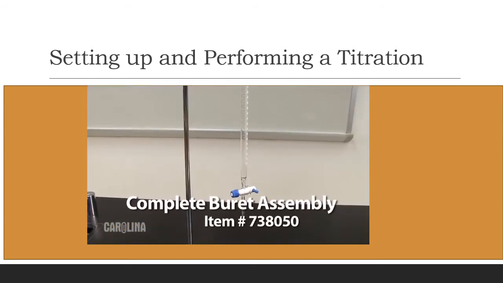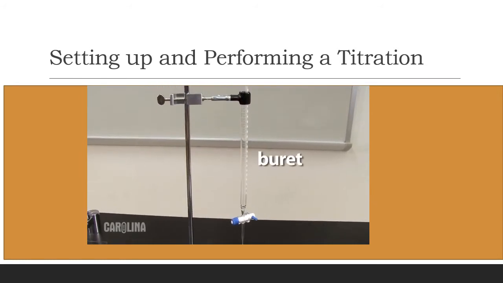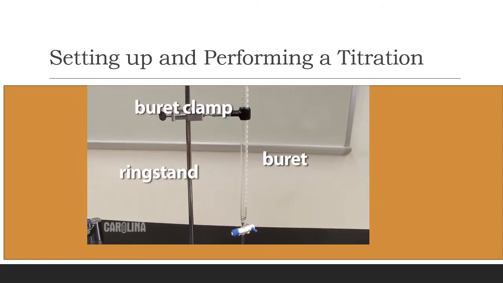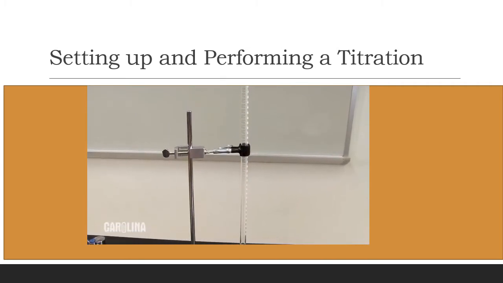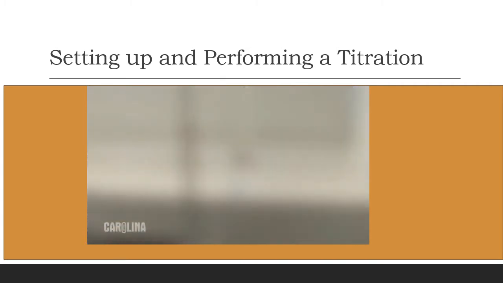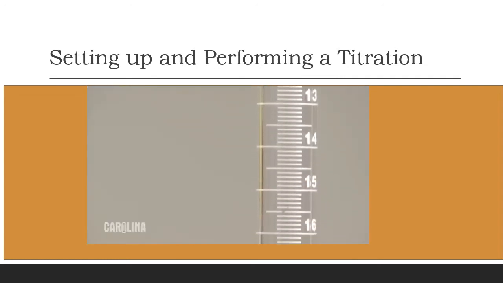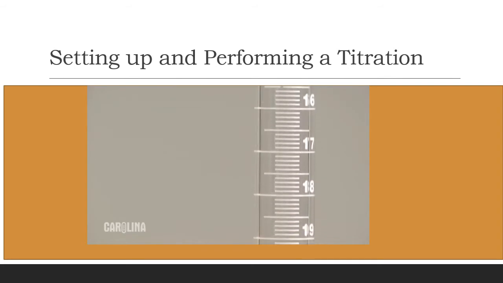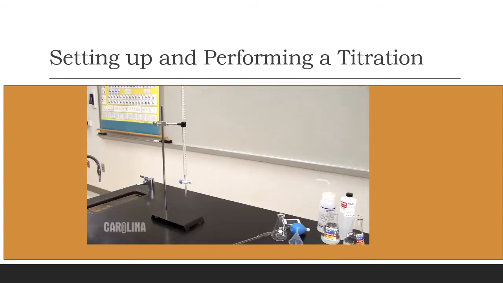Carolina's complete burette assembly contains the basic equipment to get you started, including a burette, ring stand, and a burette clamp. A burette is a long, narrow, graduated tube used to add titrant. It has a stopcock to regulate the flow of liquid. Notice that the markings on the burette go from lowest at the top to highest at the bottom. The ring stand and burette clamp are used to mount and secure your burette.